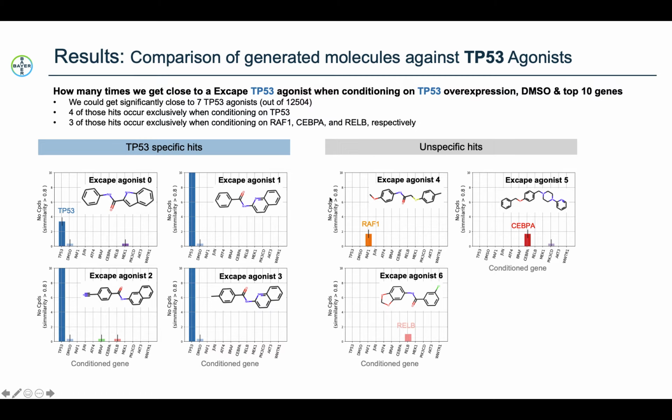Even though we get some unspecific hits, we still can see that the majority of matches to TP53 agonists happen when we condition exclusively on TP53. And also the strongest, most significant results happen when conditioning on TP53. So this is rather encouraging. Another thing that we can notice from this dataset is that all the TP53-conditioned agonists look very similar to each other. And this is just showing that the model found a chemical pattern which was associated with TP53 profiles.